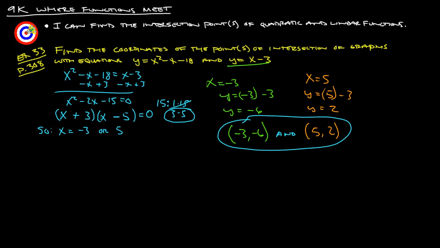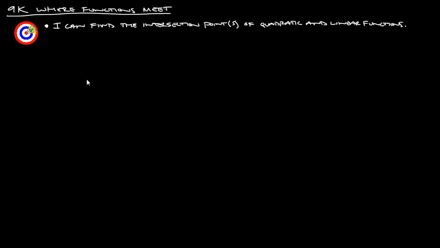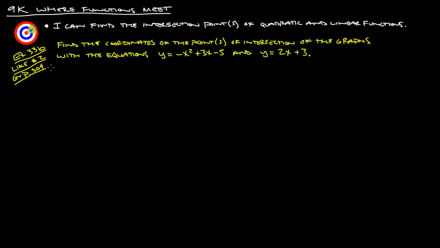All right, let's take a look at another example. Okay, and that is example 33b. This is like number 2 on page 309. It says, find the coordinates of the points of intersection of the graphs with equations y equals negative x squared plus 3x minus 5 and y equals 2x plus 3.